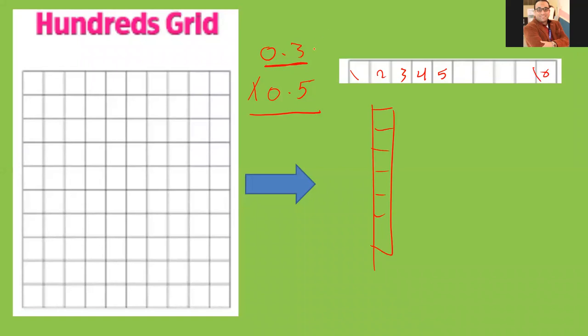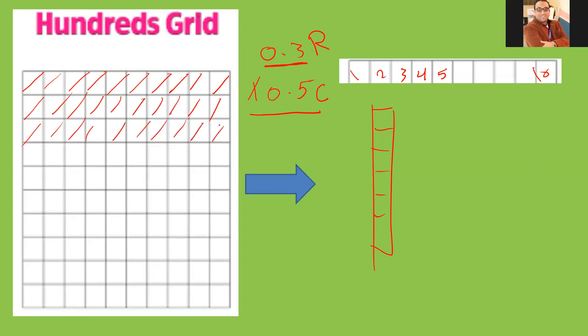Let's agree that the first one is going to be a row and the second one is going to be a column, because we will do the same 100 grid. We will represent both numbers in the 100 grid the same. So select 3 rows and shade them. First, here is 1. All this represents 0.1, 0.2, the second row, 0.3. So I finished the first number as a row. I shaded 3 rows to represent 0.3.